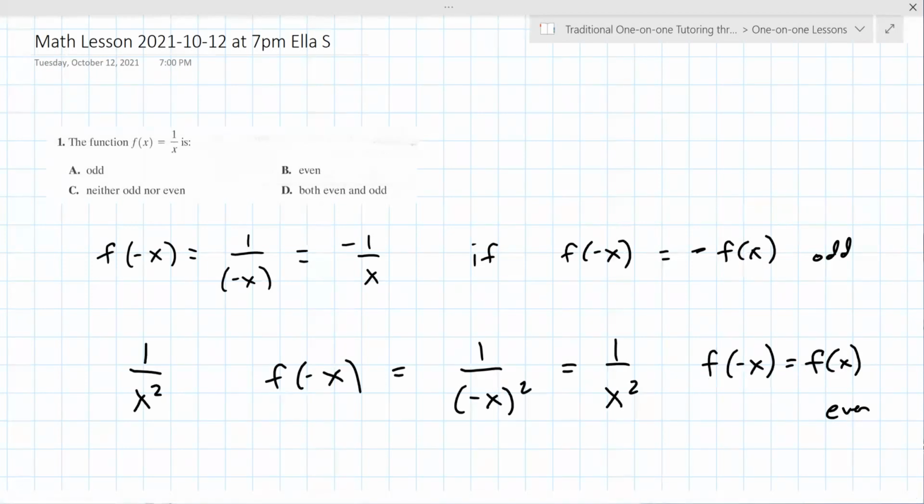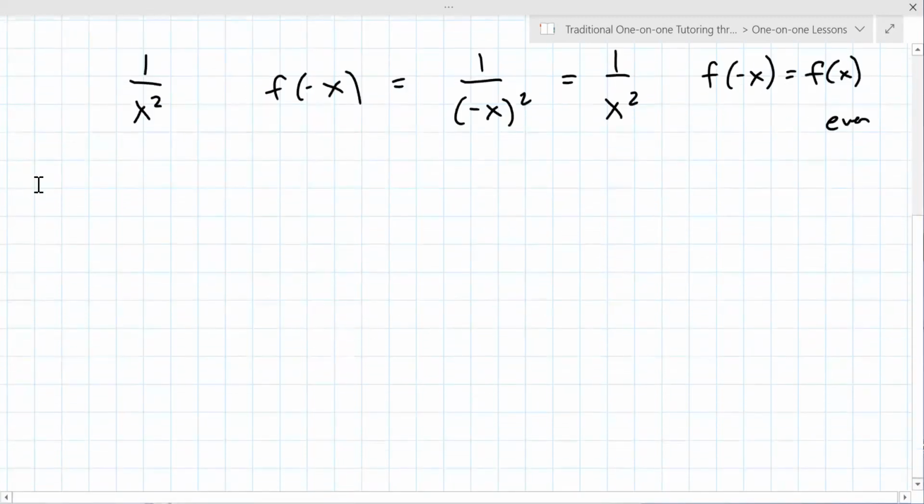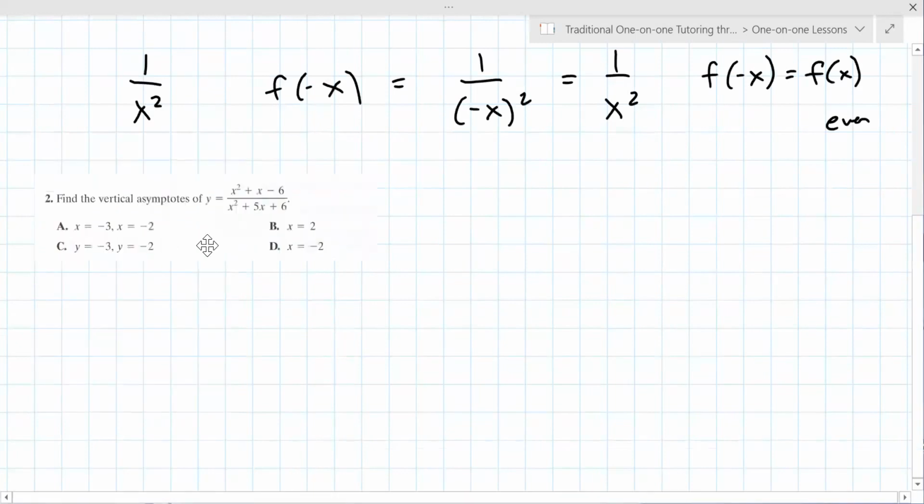All right, so let's move on to number 2. All right, so vertical asymptotes of this one.